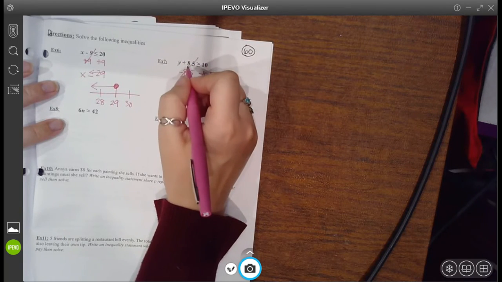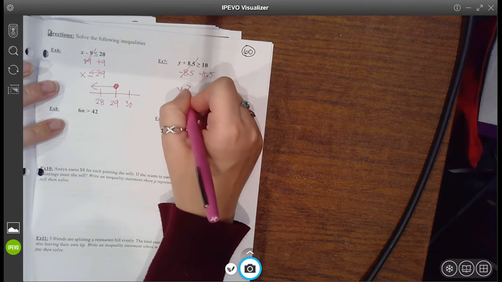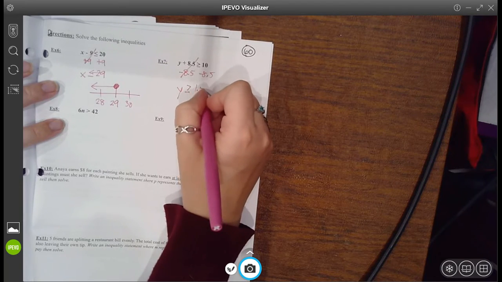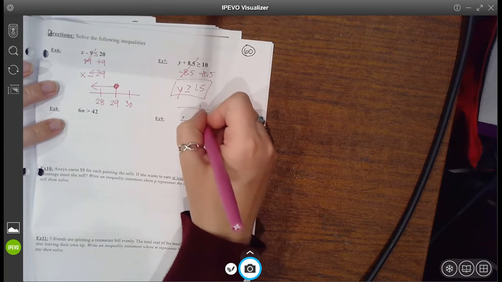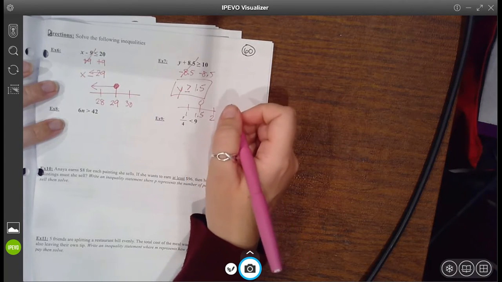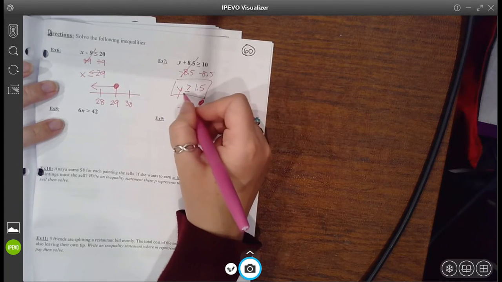Those cancel, because 8.5 minus 8.5 is 0. So you just have y is greater than or equal to, well, 10 minus 8.5 is 1.5. And then you're going to go ahead and graph that. 1.5 is between the whole numbers of 1 and 2. And is it an open or closed circle? It's closed, shaded in, because it's including that point.